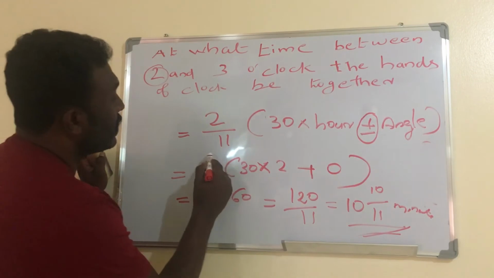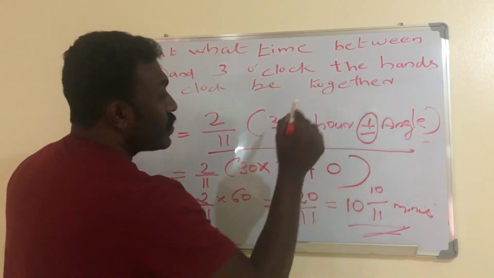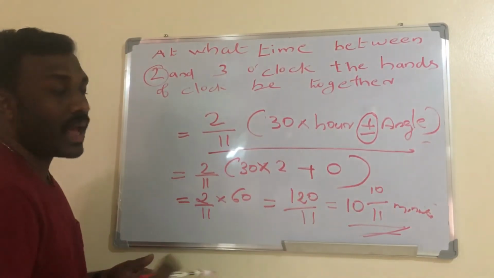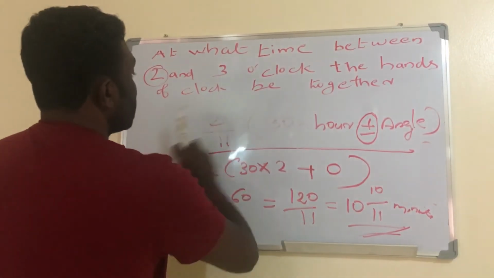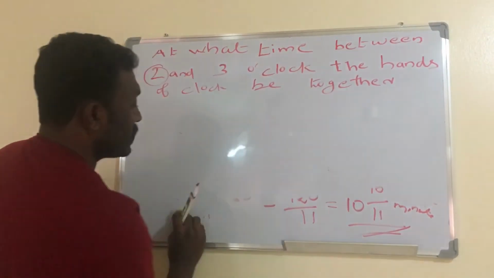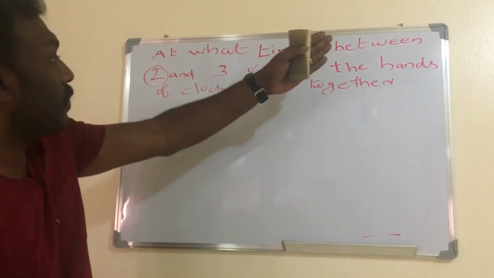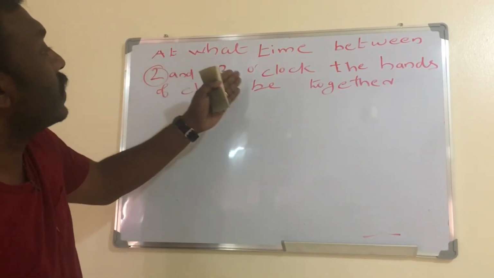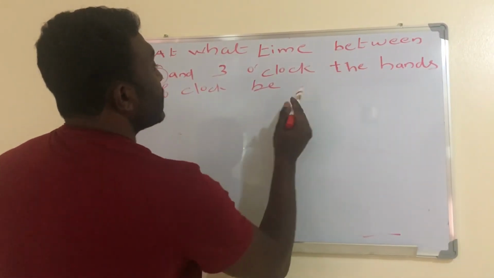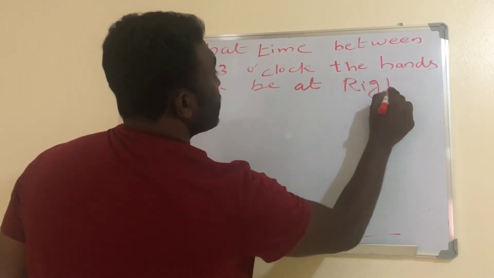Just remember this formula, and you must know how to put plus or minus. So you will get the answer. Suppose the question is like, at what time between 2 and 3 o'clock the hands of a clock will be at a right angle. Here the question is different.